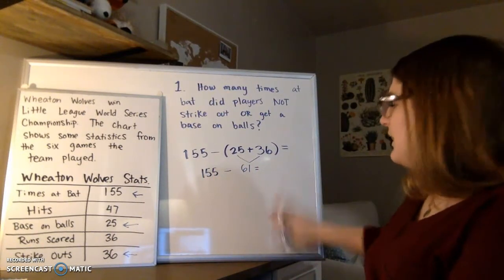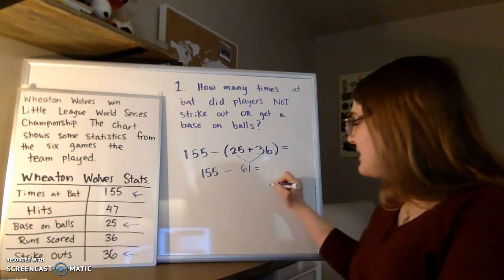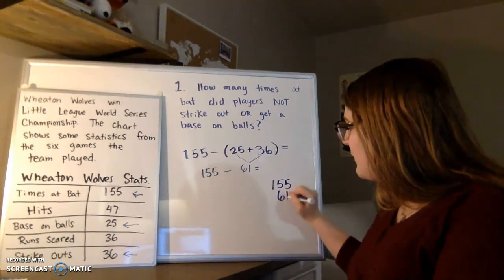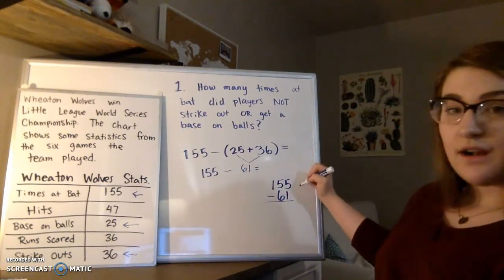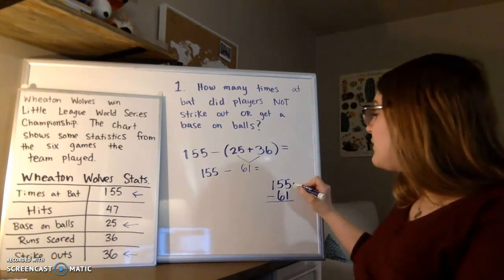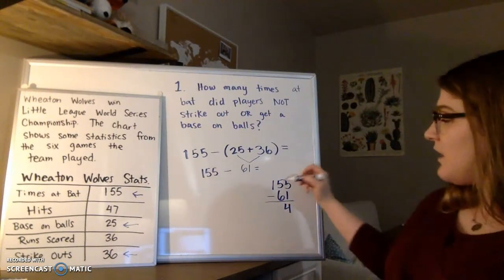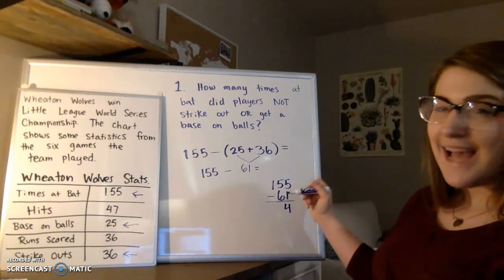So I'm going to erase this so I have some room here on the side. And I'm going to stack them on top again. 155 minus 61. We always start at our ones place. Doing 5 minus 1 is 4. Then we go to our tens place. 5 minus 6. Is that easy to do?